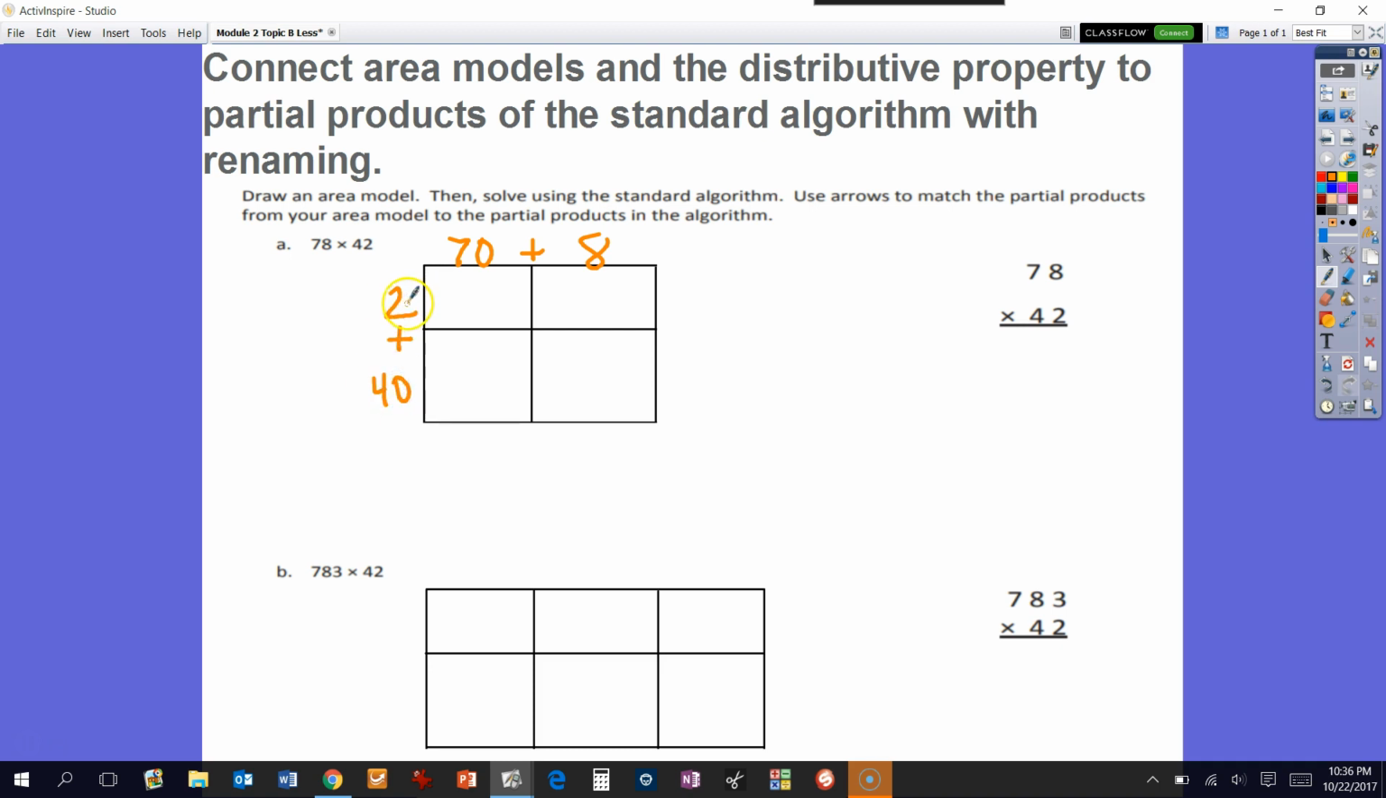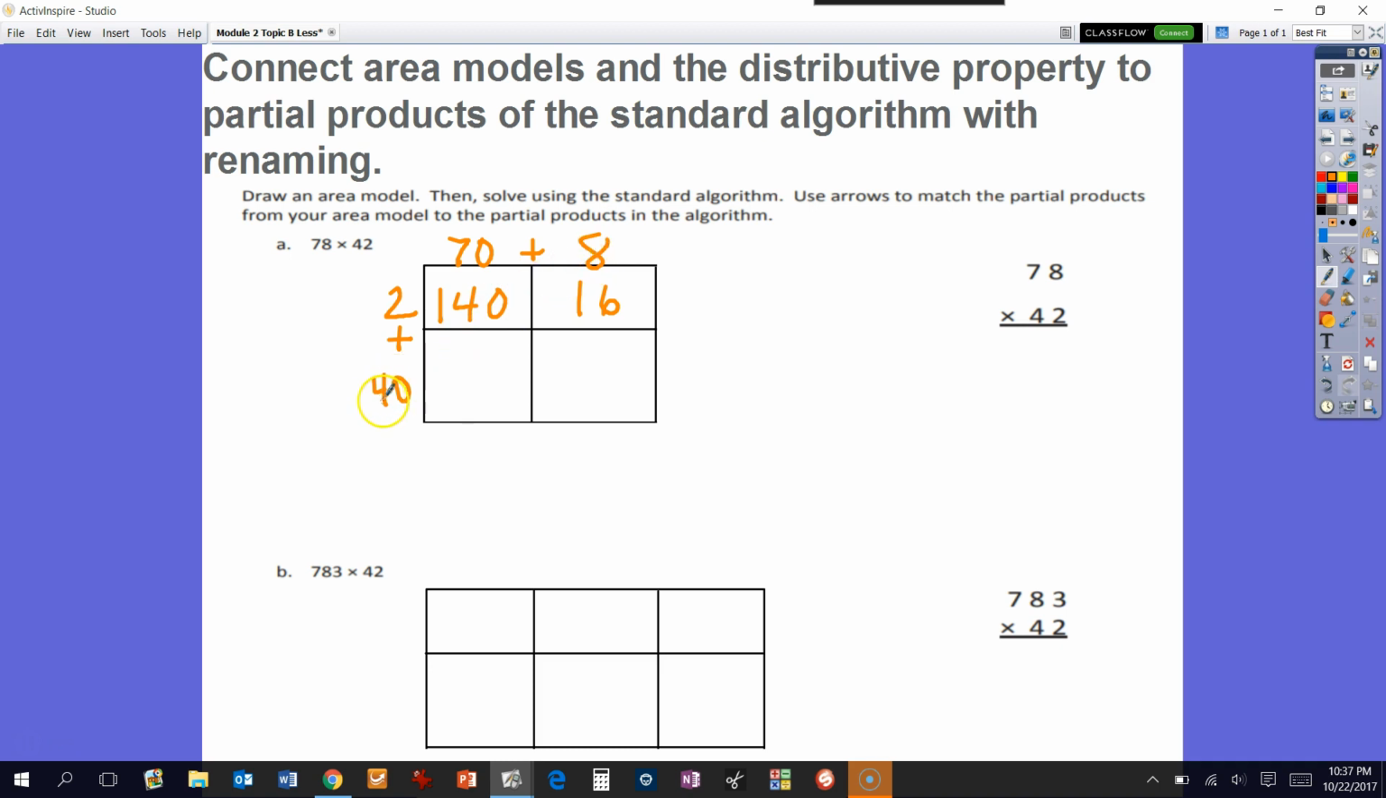Now, a couple students had some confusion as to whether to put the 40 first or the 2 first. The reason why we put the 2 first is because the first multiplication that we do in standard algorithm is 2 times 8, which is going to give us our 16 here. And of course, we know that we have 2 times 70 is 140.